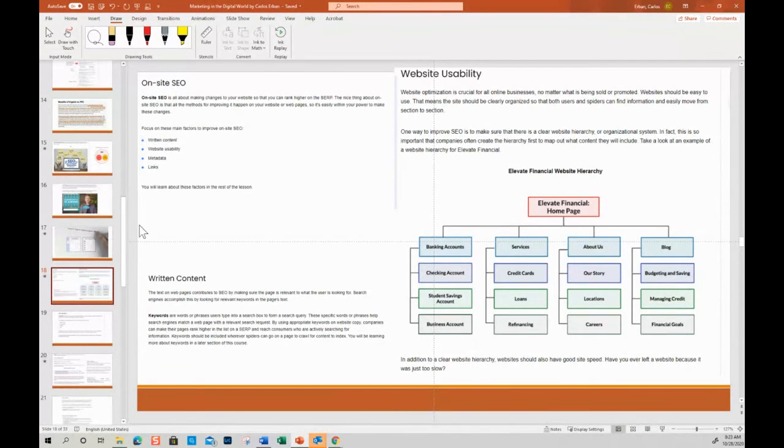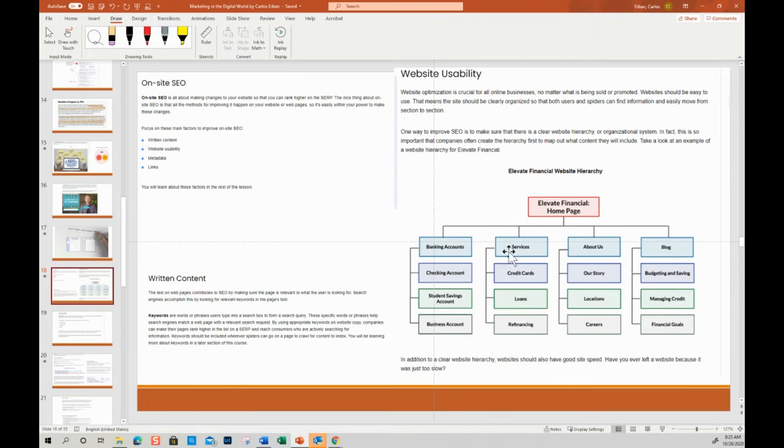Okay, so the other thing is, again, when you're designing your website. So this is the website of this financial institution, or bank. So this is the tree of how they organize, or the website hierarchy. This is the technical term of how their website is organized.